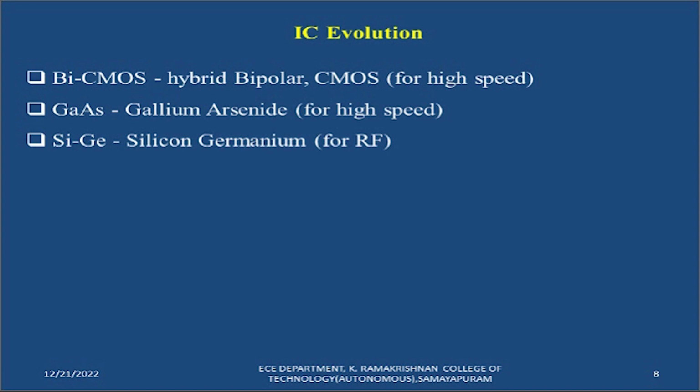So in BiCMOS, we are going to improve both the speed and the power consumption. In order to increase the speed, we use bipolar technology, and in order to reduce the power consumption, we use CMOS technology, and both combined together are called BiCMOS technology. This is especially for high speed integration. Another technology is gallium arsenide technology, which is also used for high speed applications. And the next one is silicon germanium technology, using which we can improve radio frequency applications.